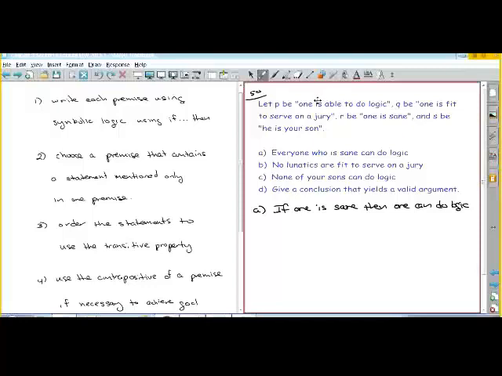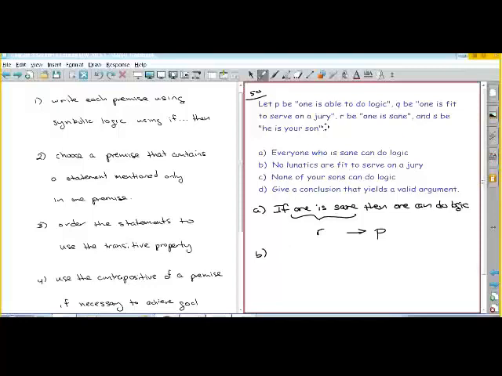And now we'll look up here and see if we can come up with symbols, or some of these letters, to represent the different statements. One is sane. One is sane. Okay, that matched up pretty easily. So this part here is statement R, and then we connect it with the arrow because it's an if-then statement. One can do logic. One is able to do logic. So that's pretty much the same thing. So the first statement is written as an if-then statement and then converted into symbolic logic. So that's A. Statement B is no lunatics are fit to serve on a jury.